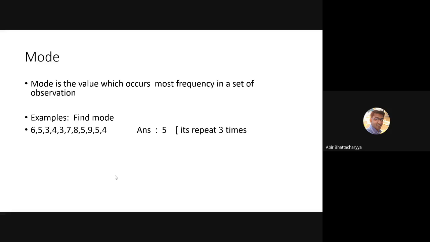This is the data set given to you. If you observe, five is repeating three times: one, two, and three. So what is the mode of this data set? The mode of the data set is five.